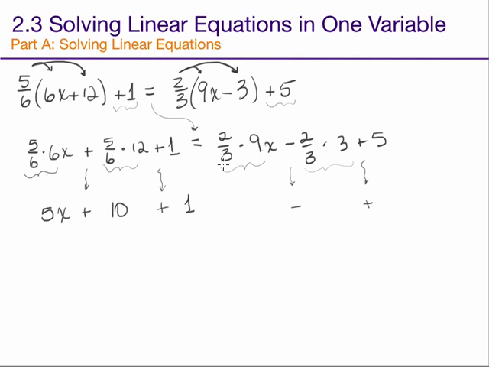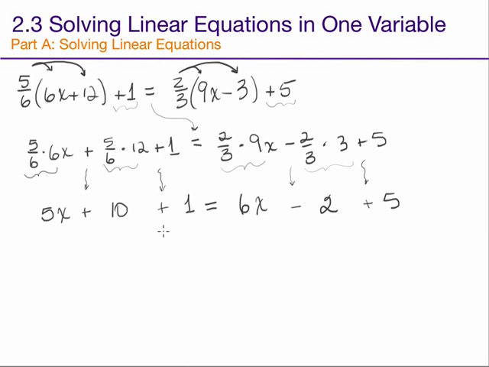2/3 times 9x. 2/3 times 9 means 2/3 of 9. 1/3 of 9 is 3, so 2/3 of 9 is 6 times x. I've forgotten my equals. 2/3 times 3 is 2/3 of 3. 1/3 of 3 is 1, so 2/3 of 3 is 2, plus 5.